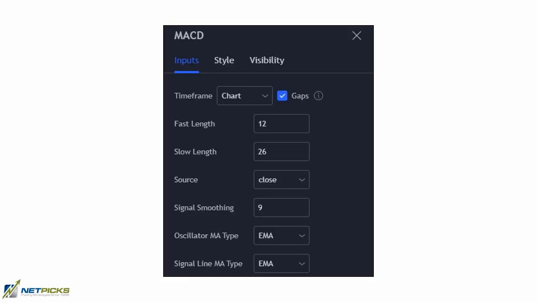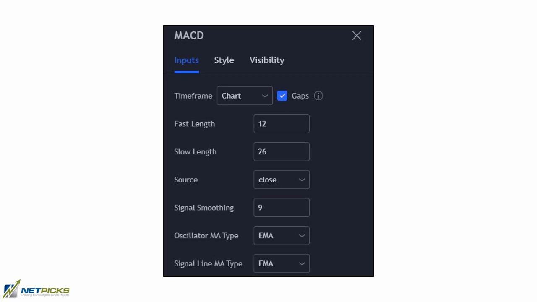So we're talking about the MACD. The default settings are: the fast line is a 12-period EMA minus the 26-period EMA. The slow line, the signal line, is a 9-period EMA of the MACD line. The MACD line is the fast line.